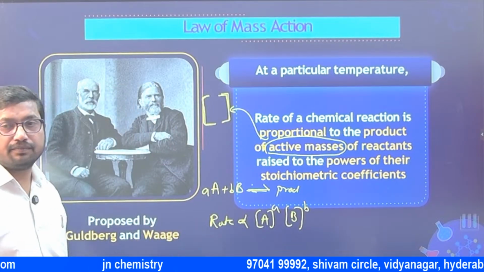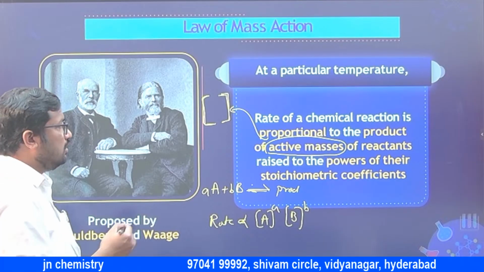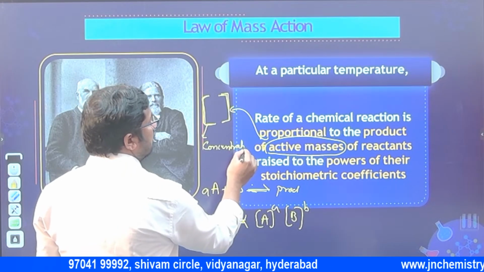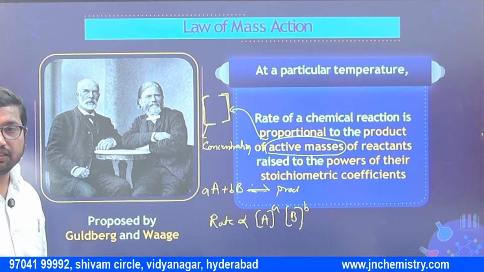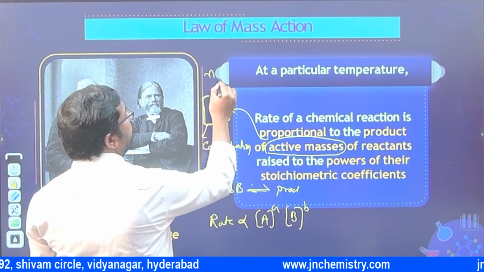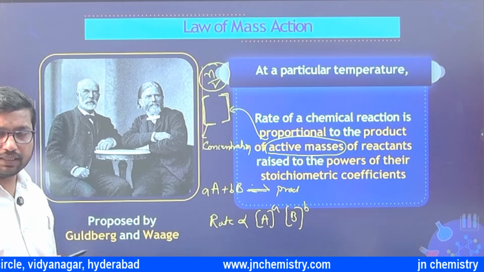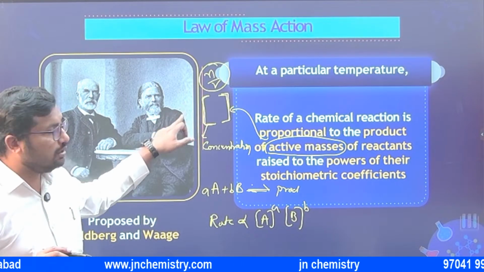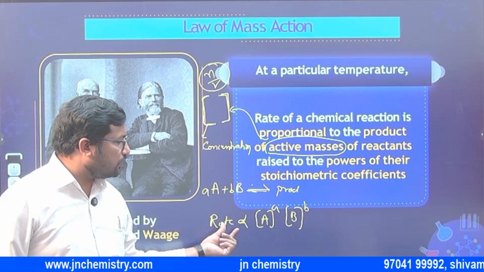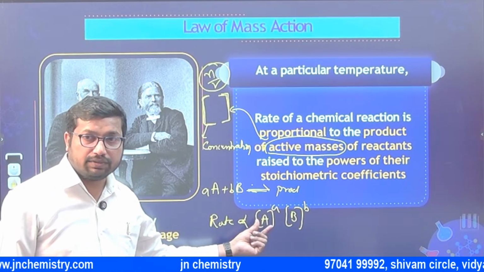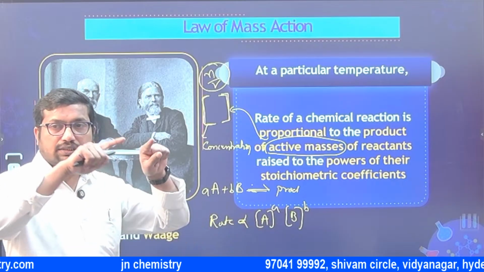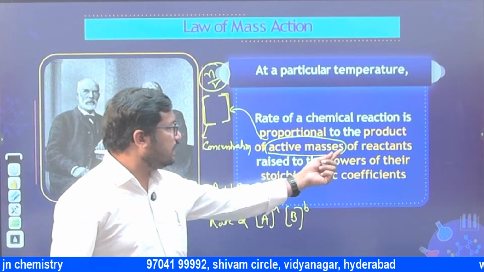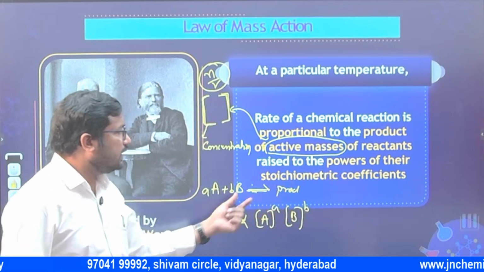What is active mass? Active mass is nothing but concentration. Concentration is nothing but n by V, like molarity, the number of moles by volume. So we'll say the rate is directly proportional to concentration of A power a. I'm just taking the concentration power. Concentration terms we will write in square brackets. Got it? Active masses of reactants raised to the powers of their stoichiometric coefficients.